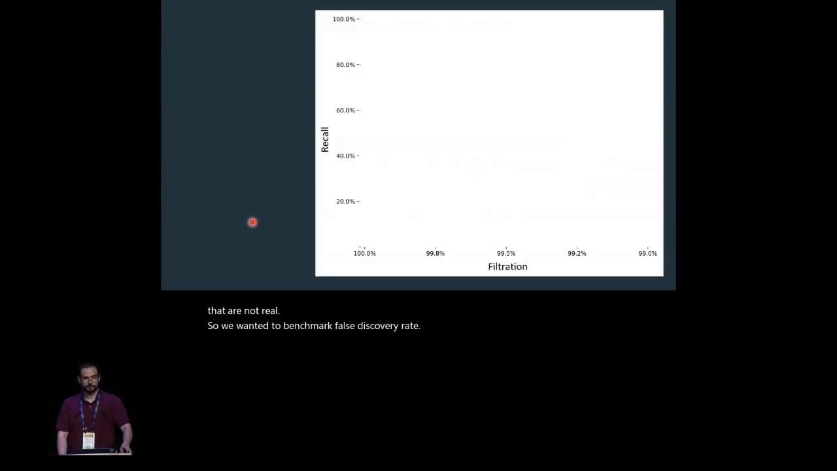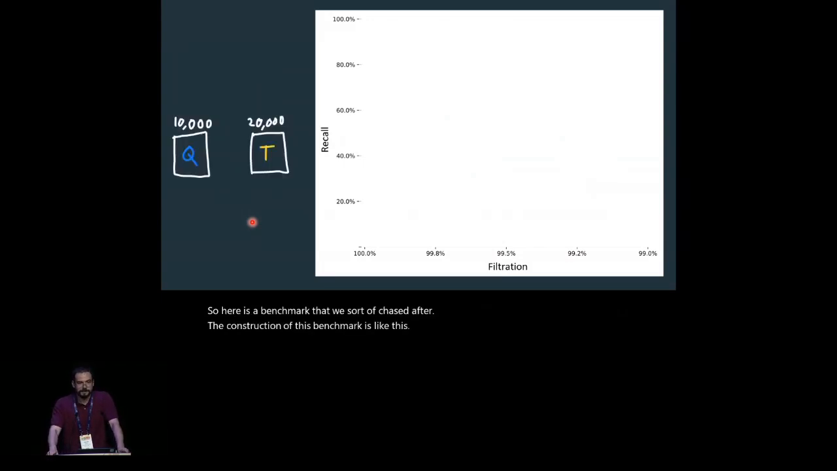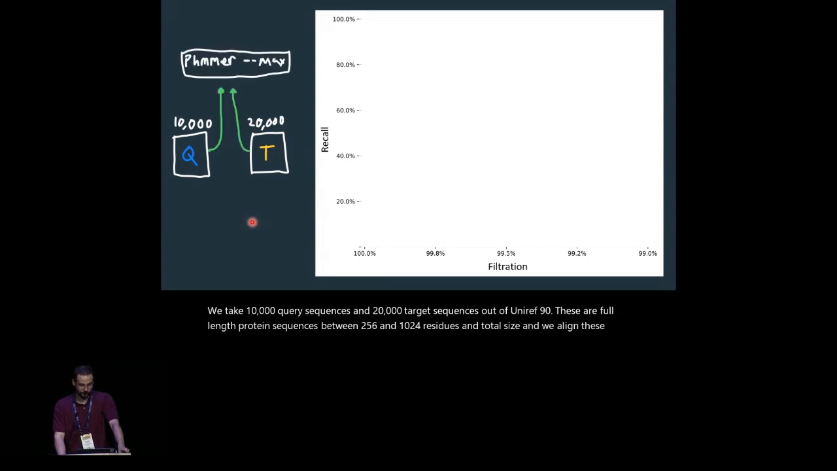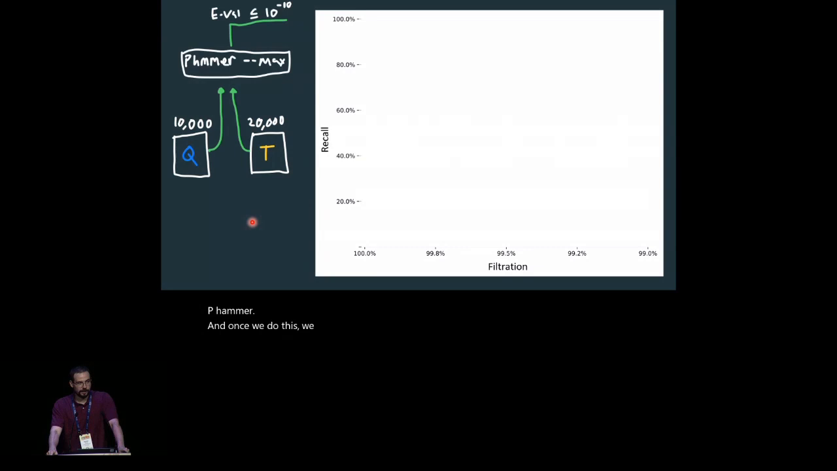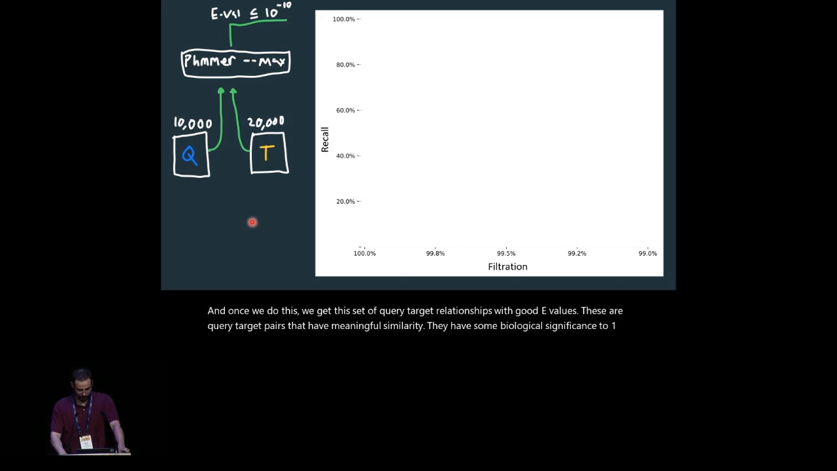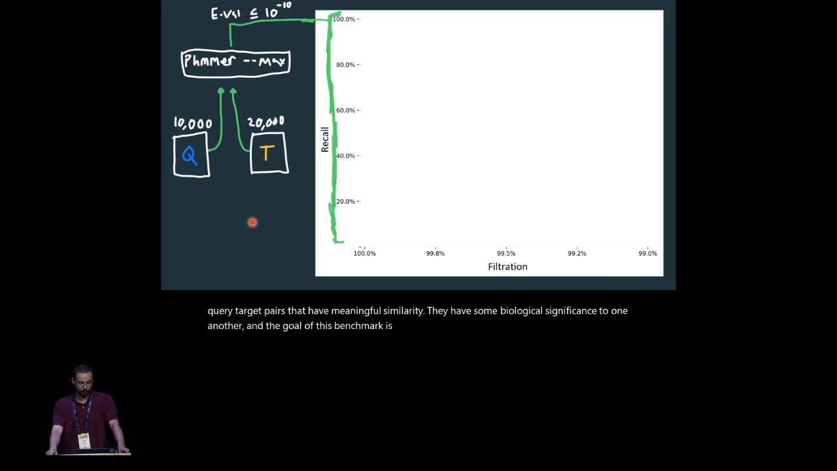So here's a benchmark that we sort of chased after. The construction of this benchmark is like this. We take 10,000 query sequences and 20,000 target sequences out of UniRef90. These are full-length protein sequences between 256 and 1,024 residues in total size. And we align these with pHMMER. And once we do this, we get this set of query target relationships with good e-values. These are query target pairs that have meaningful similarity. They have some biological significance to one another. And the goal of this benchmark is to recover all of these. So 100% recall is what you're aiming for.